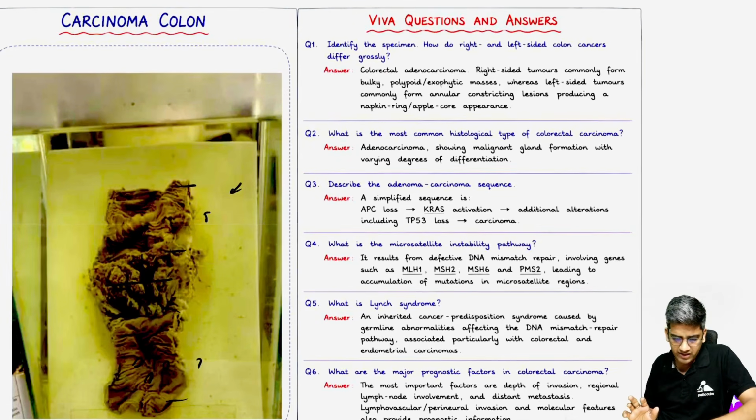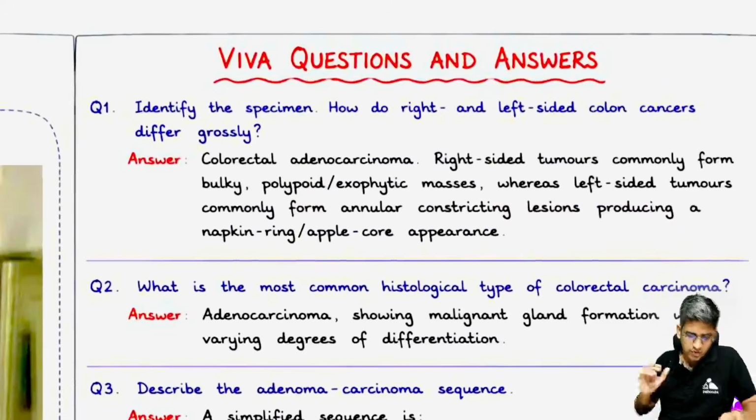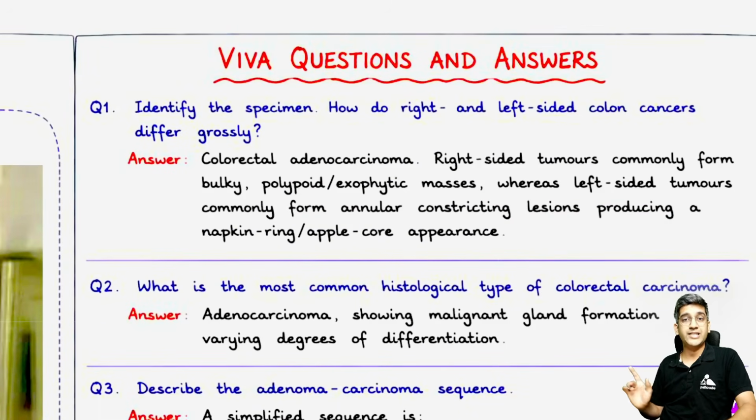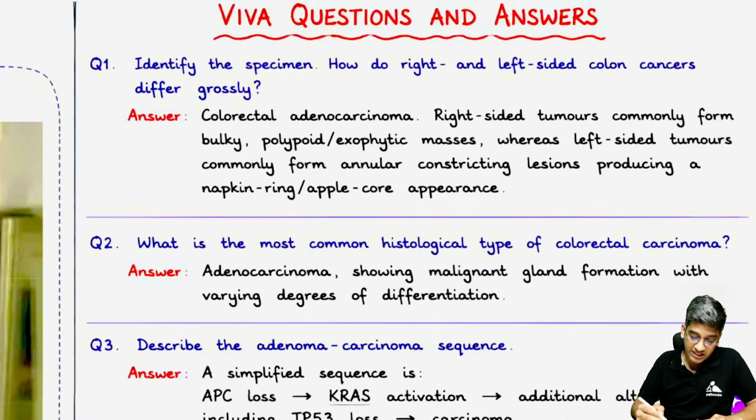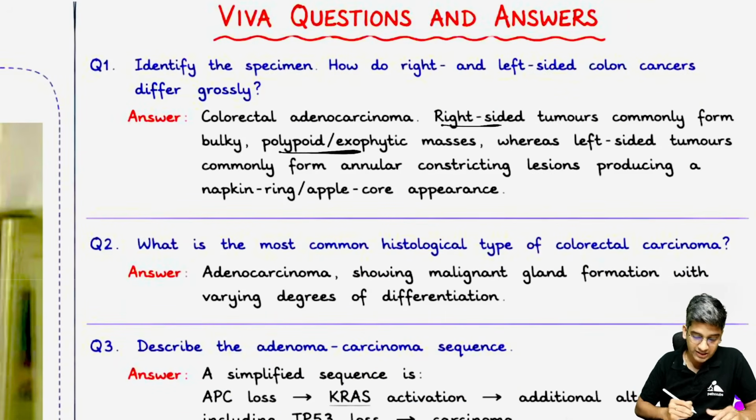Now, how do you know it's a right side or a left side colonic carcinoma? Grossly, see, right side colon and left side colon, theoretically, present in different ways. One will have a proliferative mass, one will have an infiltrative mass. In colorectal tumors, the right side tumors are generally bulky and polypoidal, very, very important.